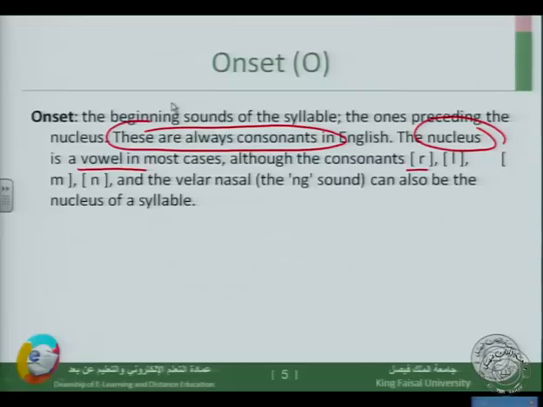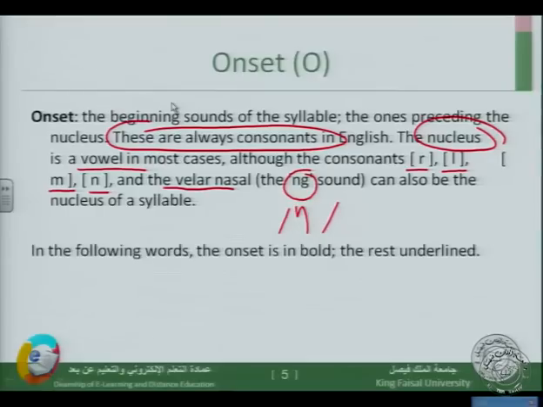Although the consonants like R, L, M, N, هذول بنسميهم liquid sounds, and the velar nasal ing اللي هي تكتب بهذه الطريقة, can also be the nucleus of a syllable. أعطيناكم أمثلة. We gave you some examples about how M and R, L and ing can be the nucleus of some syllables. So onsets are always consonants in English, and nuclei are, in most cases, vowels.